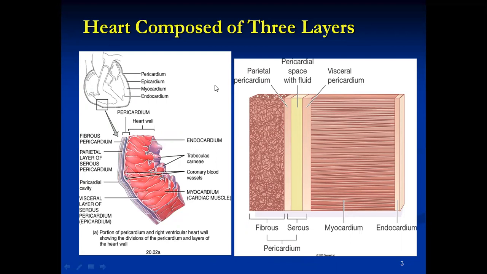endocardium. They are surrounded by pericardium. The space between the two, between the pericardium, parietal and visceral, is the pericardial space that is filled with fluid. Here you can see the diagram. The pink one is the myocardium. This one is the endocardium. Then we have parietal and visceral layers of serous pericardium.